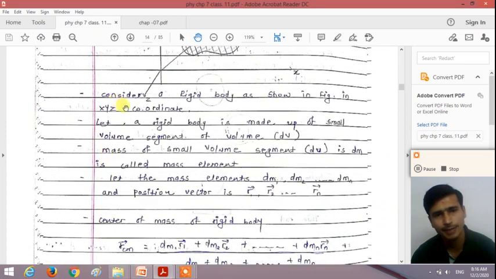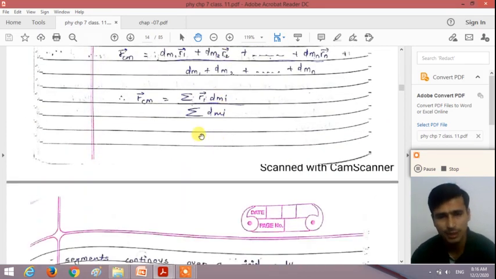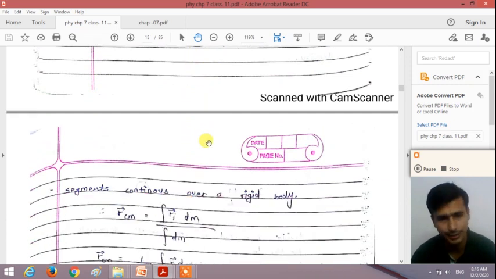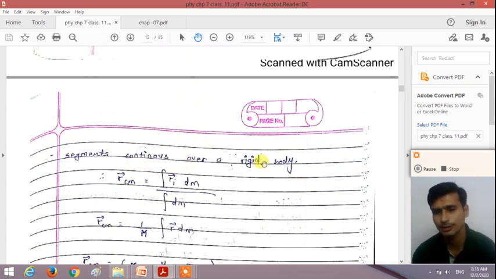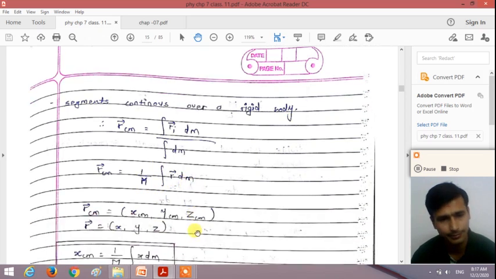So here the segment is continuous over the rigid body, right? So this summation can be represented in the form of an integration. So rcm is equal to the integration of r dm divided by the integration of dm. Here the integration of dm is the summation of all the mass elements, that is the total mass of the rigid body, and we denote the total mass of the rigid body by capital M. So rcm is equal to 1 by M into the integration of r dm, right? Here capital M is the total mass of the rigid body, rcm is the position vector of the center of mass, and r is the position vector of the small mass element.